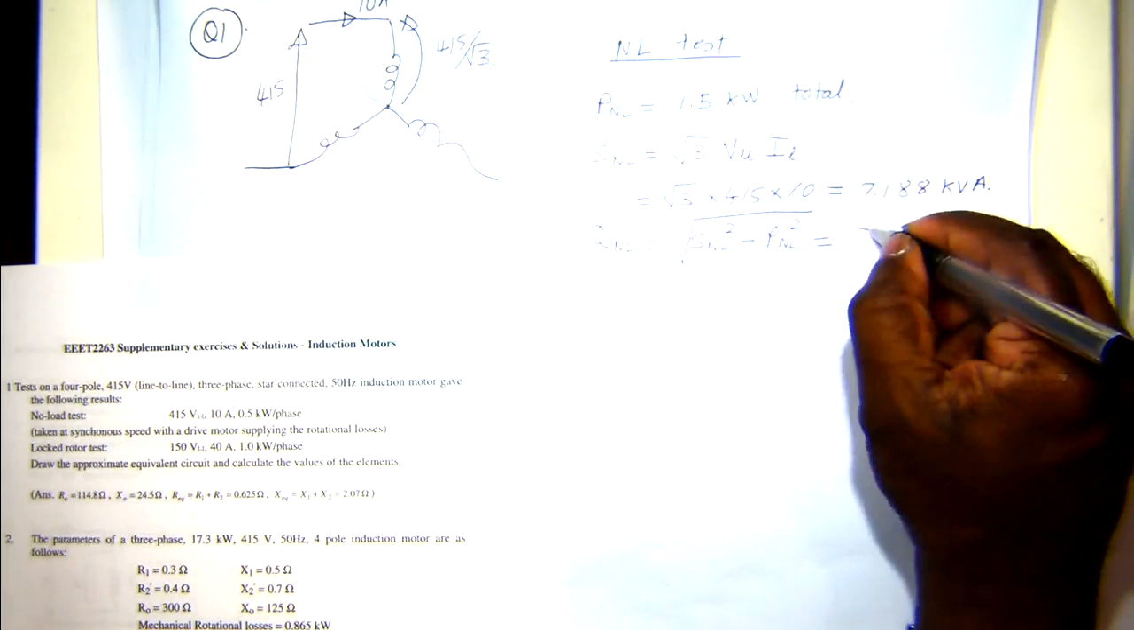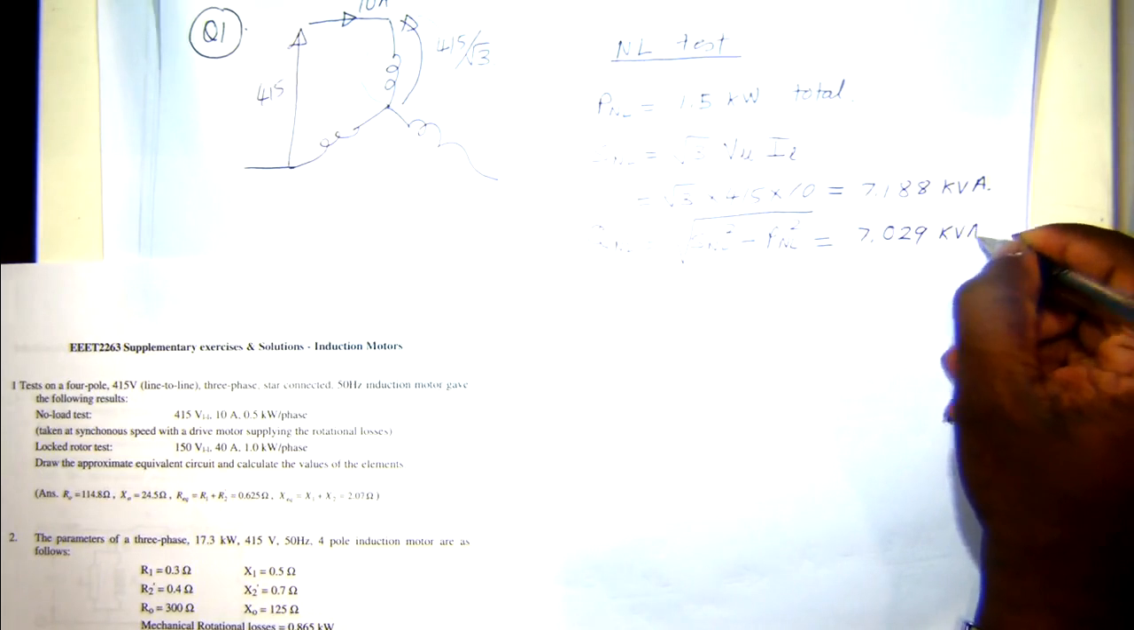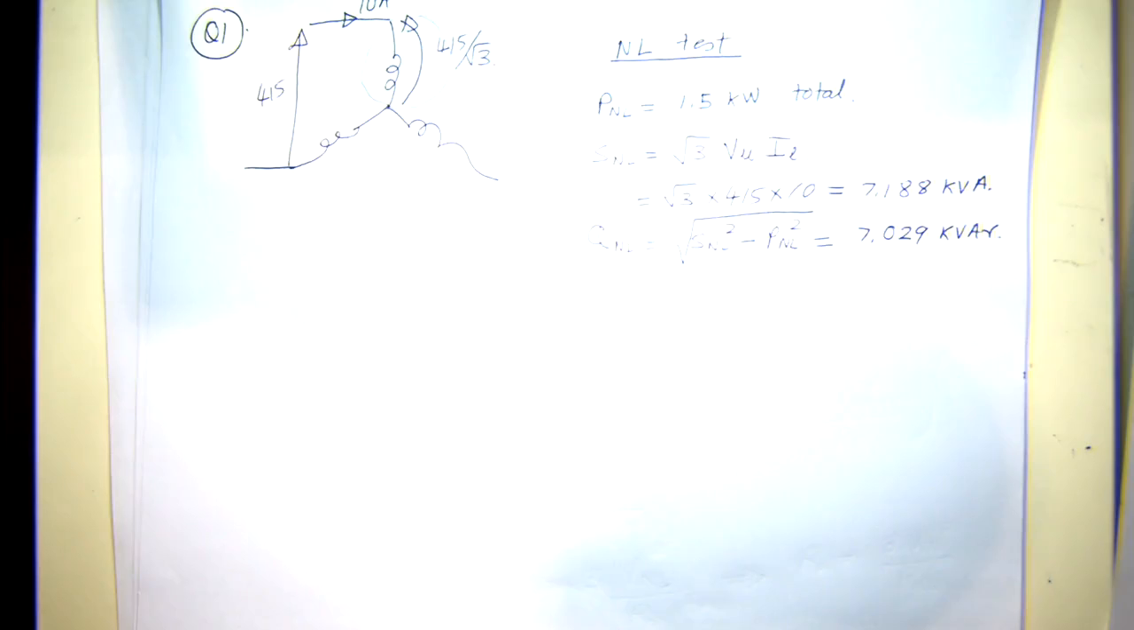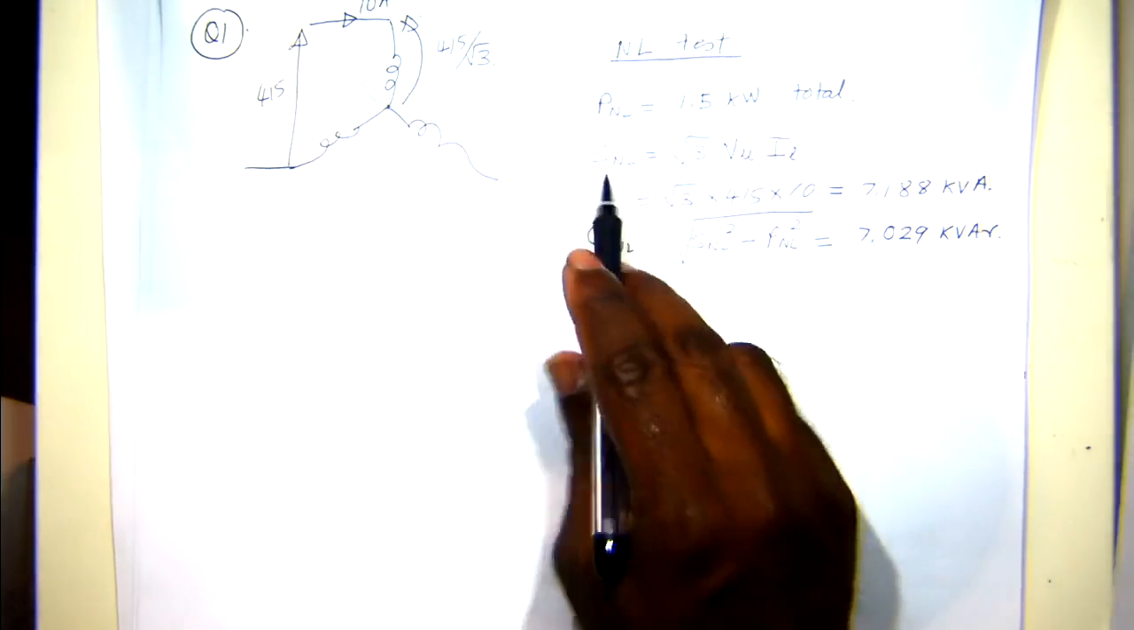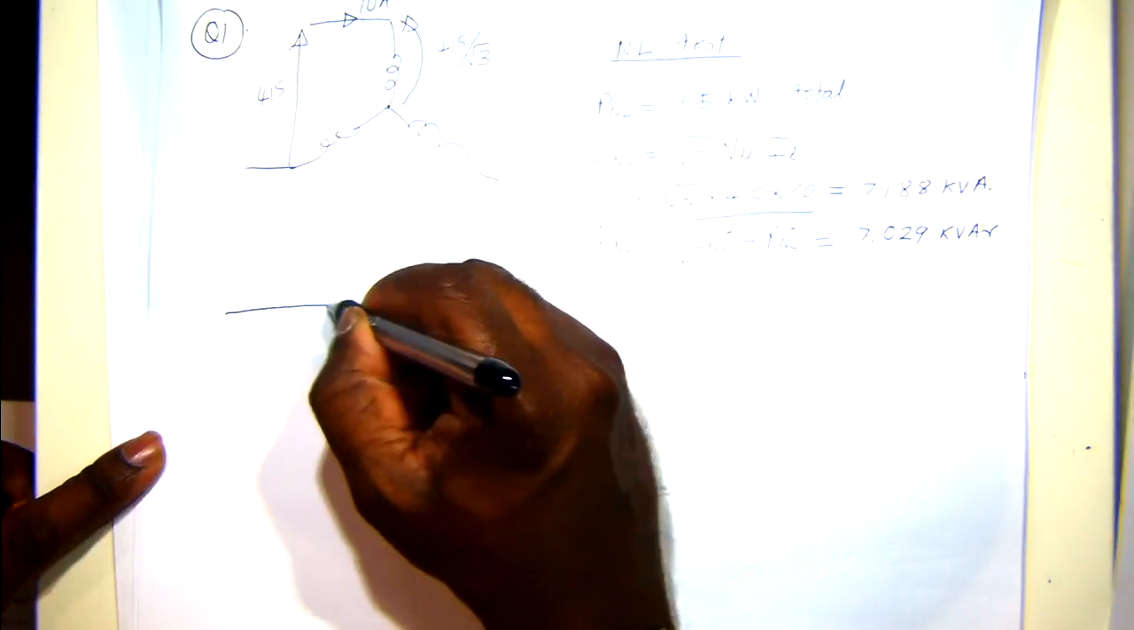So we have 7.029 kVAR, that's the reactive power. So now you have the reactive power as well as the real power. So we can find the parameters for the no load test.